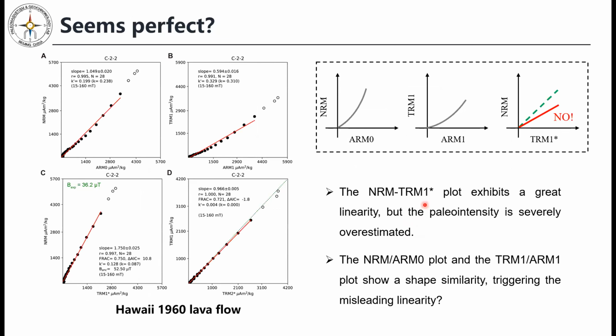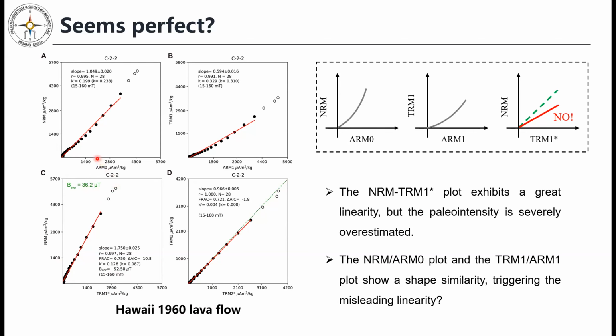So everything seems to be perfect now, and we should get accurate results if samples can pass all the selection criteria. However, the left plot shows a Hawaii 1960 lava flow sample, which has great linearity in its NRM versus TRM1 correction plot, and it can pass all the selection criteria currently used. But its paleointensity estimation is much higher than what we expected. So what caused this bias?